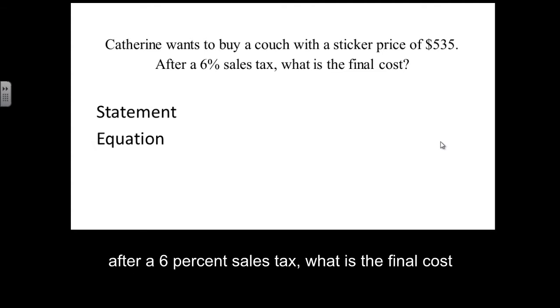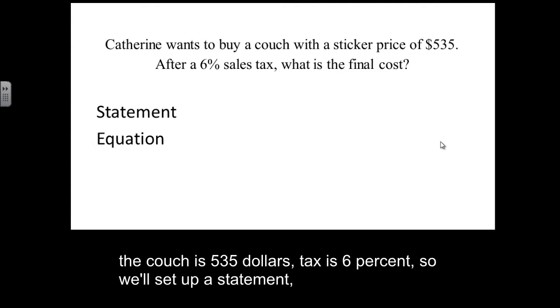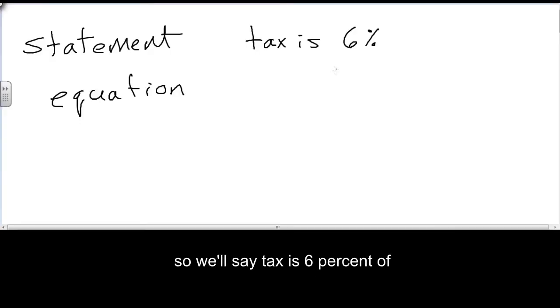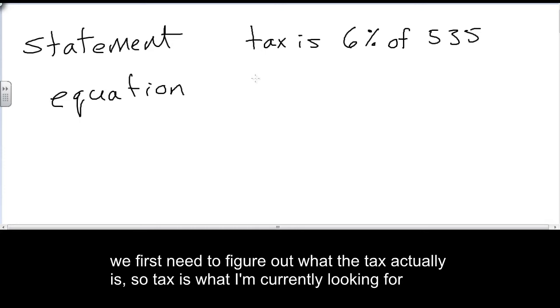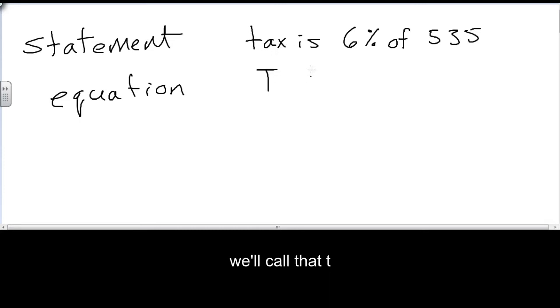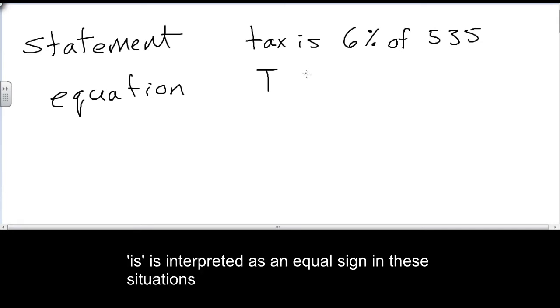Let's look at the question, where Catherine wants to buy a couch with a sticker price of $535. After a 6% sales tax, what is the final cost? The couch is $535, tax is 6%. We'll set up an equation. So we'll say tax is 6% of $535. From this I can make an equation, because I first need to figure out what the tax actually is. So tax is what I'm currently looking for. I'll call that T.